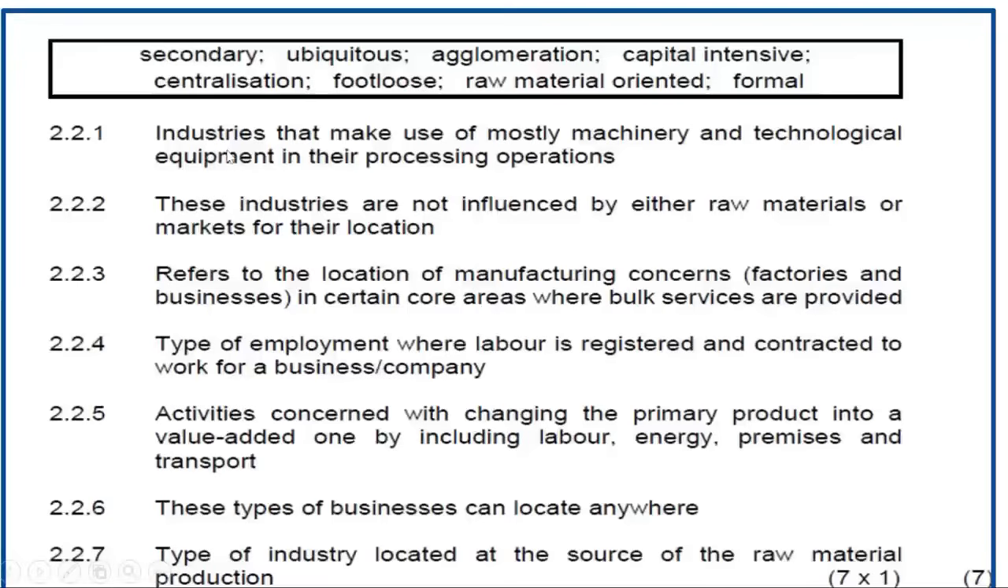Okay, now we have to look at this. You're choosing the correct word to make the sentence correct, that fits the description here. Industries that make use of mostly machinery and technological equipment in their processing operations. What are those?